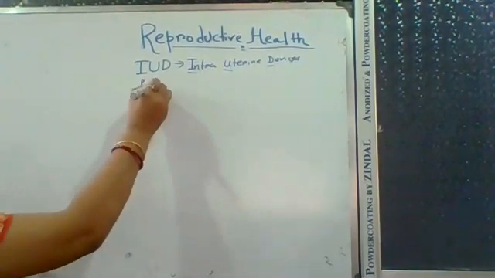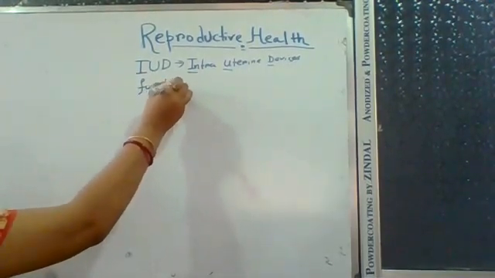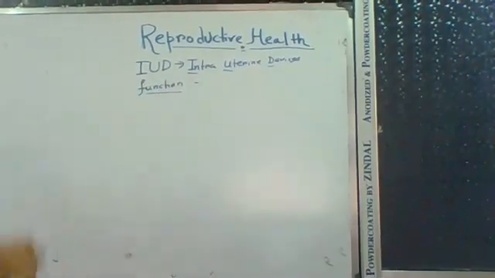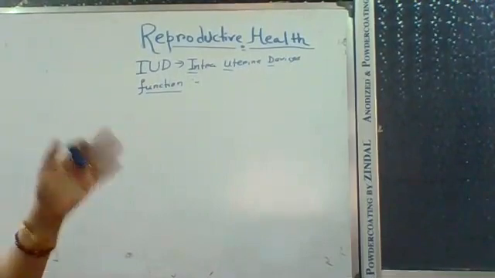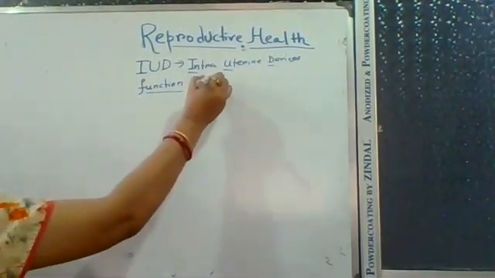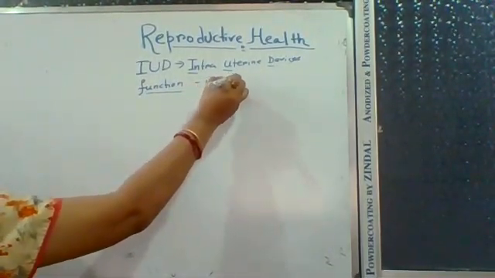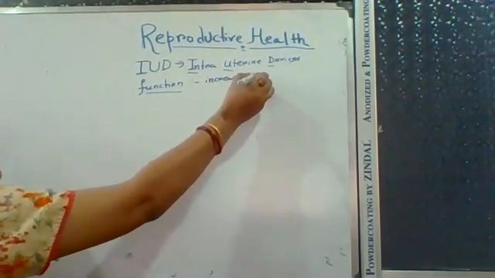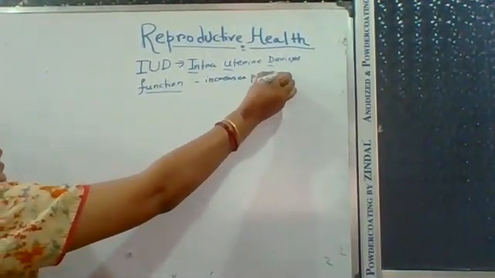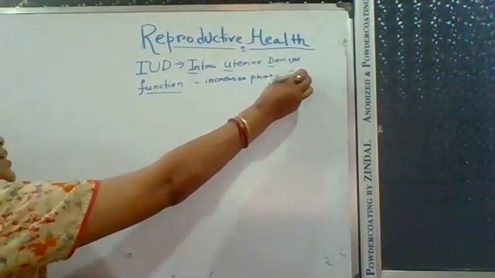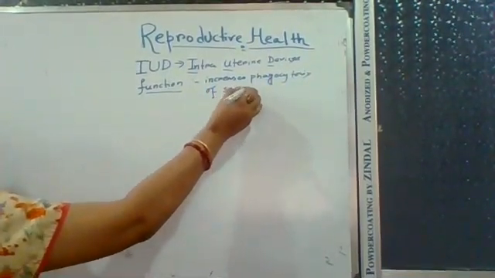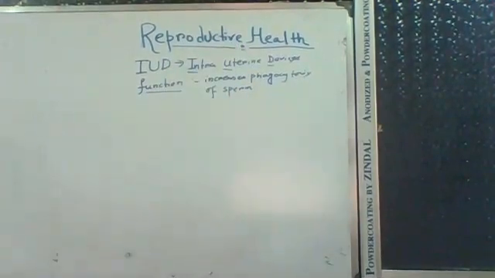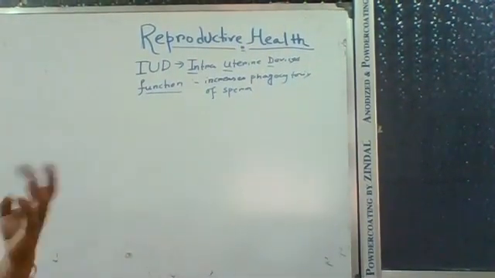If we move to the function of this IUD, please remember this IUD increases phagocytosis of sperm. And you know phagocytosis means the process by which sperms are engulfed.